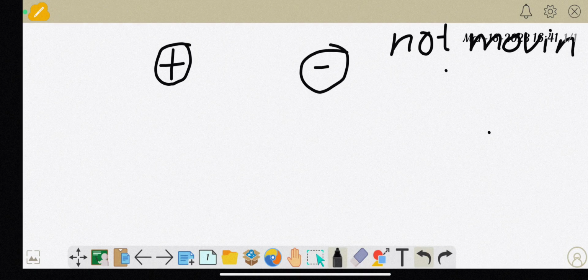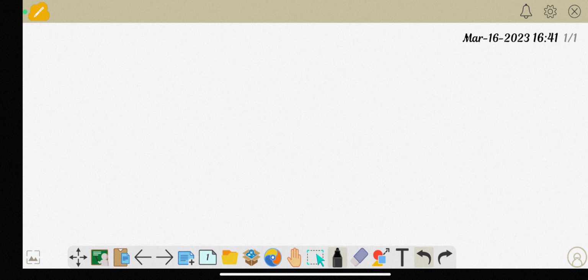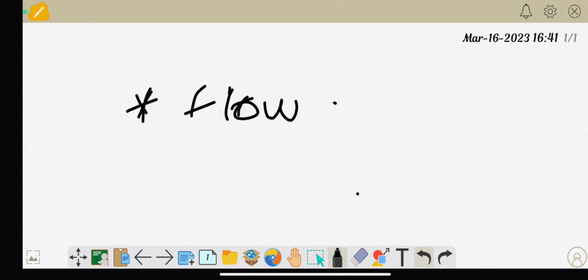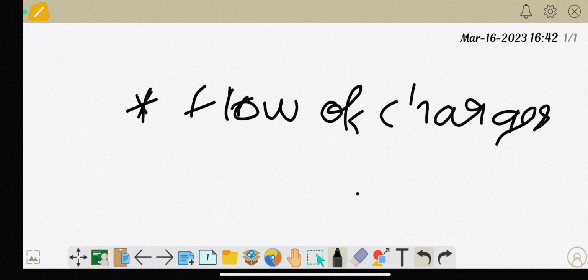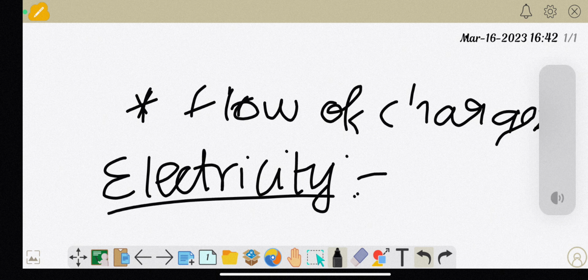Now see the words current and electricity. Let's try to understand them. What is current? Current is the flow of charges. And what do you mean by electricity? Are current and electricity both the same? No, those are different, right?